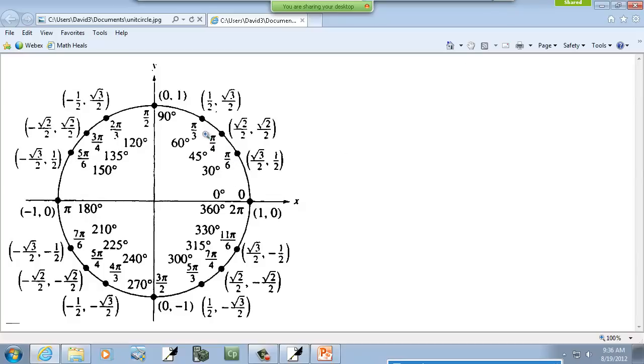Then pi over 6, pi over 4, pi over 3, and then we got these values. Remember the pi over 6, square root of 3 over 2 and 1/2. And then the pi over 3 is reversed, 1/2 and then square root of 3 over 2. Now, depending upon which quadrant it's in, the signs will change, but other than that, there's symmetry. Like if I go to pi over 3 and I go straight over to 2 pi over 3, these values will be exactly the same, just the signs will be different.